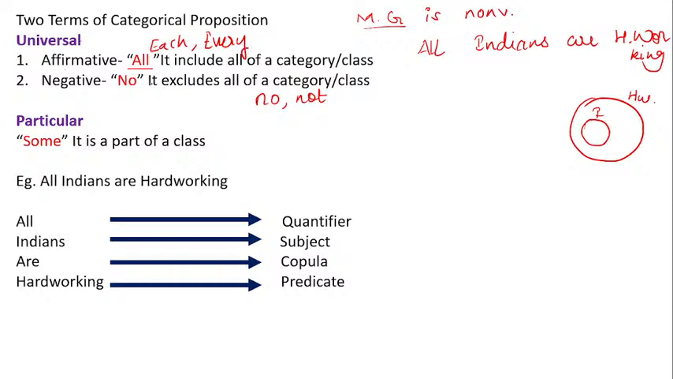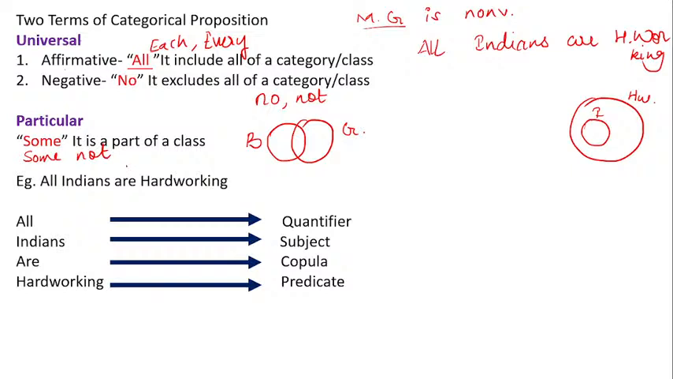Now the other statement is particular. Some, it is a part of a class. If we are talking about some boys like cricket, and this is the circle of boys and this is the circle of cricket lovers, we are talking about some boys, we are not talking about all the boys in the world. So some is a kind of particular statement. Since it is a positive statement, we will call it particular affirmative. And if the statement is some not, it will be called particular negative.